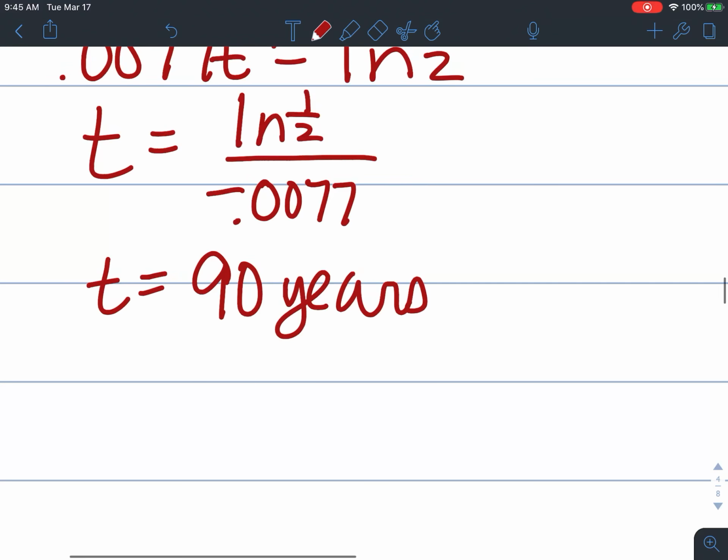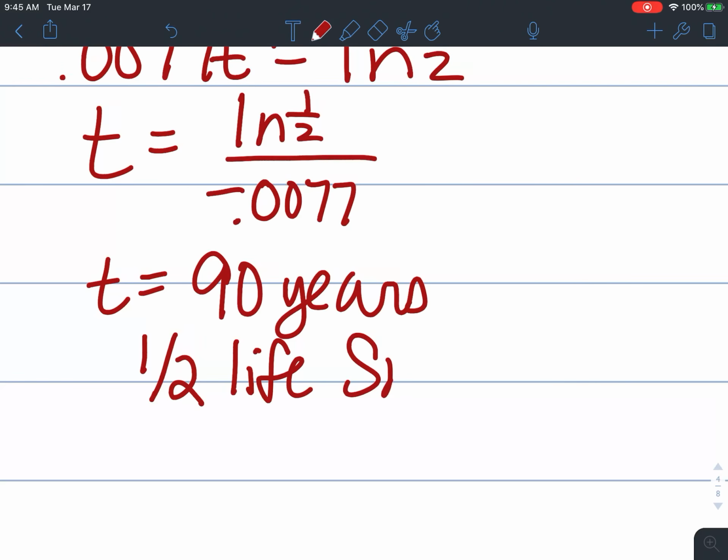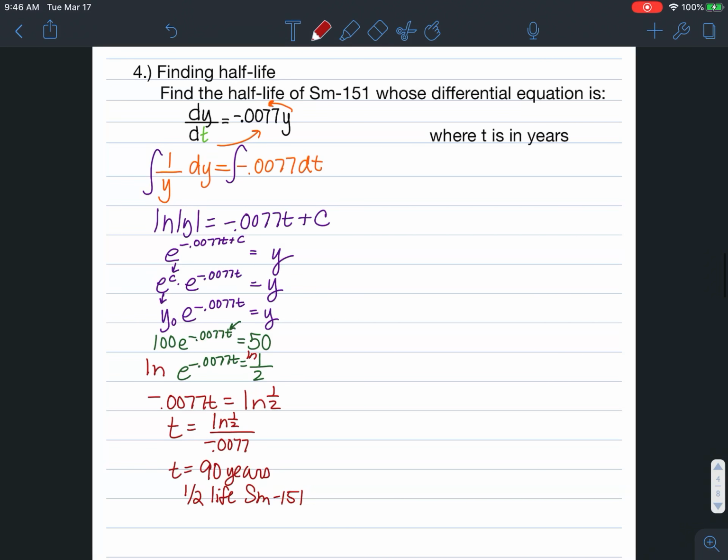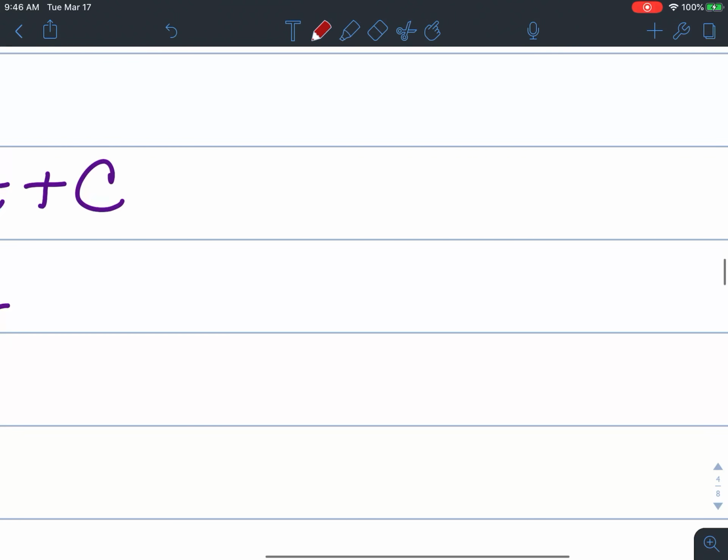So we just calculated the half-life of samarium-151. So let's notice here what's going on. Let's have a little summary. If dy/dt equals ky, then the half-life will be ln(1/2) over k. That's it. So let's write that down.